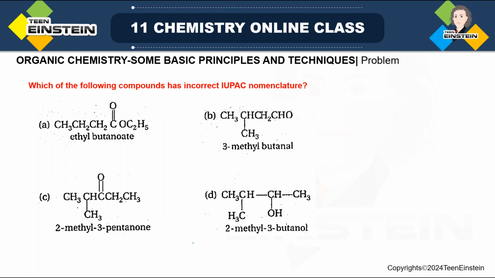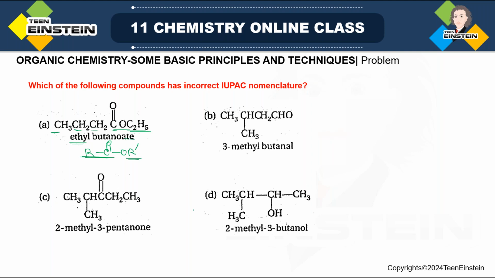Which of the following compounds has incorrect IUPAC nomenclature? Look at the first one. Here we have an ester group. And for an ester, how do we do the nomenclature? Suppose in general this is the ester, then you have to write the name of this part, which is R prime. So in our case, R prime is ethyl. So you have to start with ethyl. Then for the rest of the part, you just have to count the total number of carbons. Total number of carbons is 1, 2, 3, 4, so you have to end it with -oate. Ethyl butanoate. So this is okay.